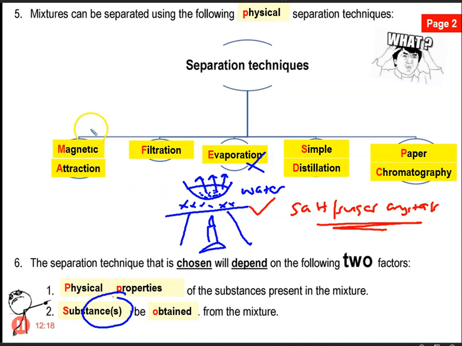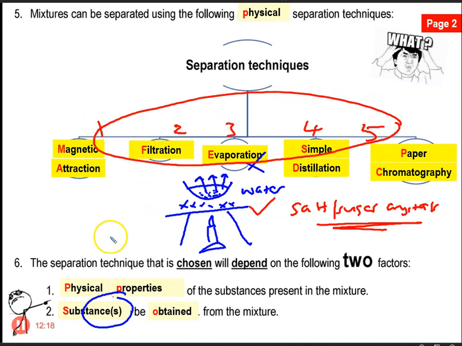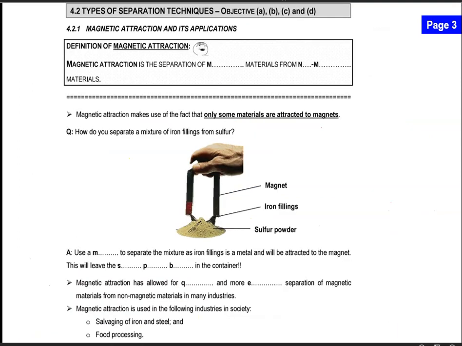So remember, the type of separation technique that you choose, either one of these 5 separation techniques, will have to depend on, number one, the physical properties, and number two, what kind of substance that you want to obtain from the mixture. So these two factors are quite important. So please make sure you highlight this in your notes. Okay, these are the ones that will determine the type of method that you will choose to separate your mixtures. All right, so let's move on.